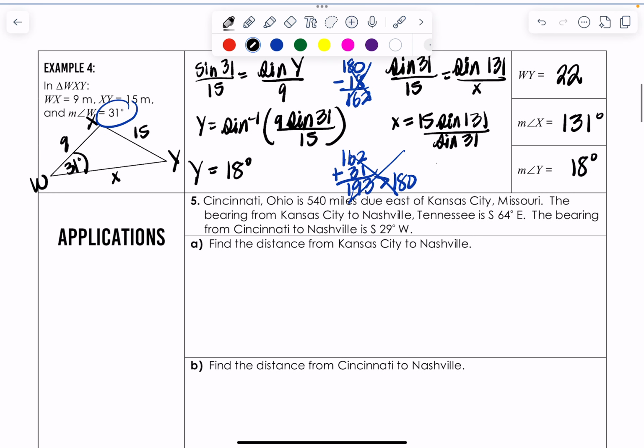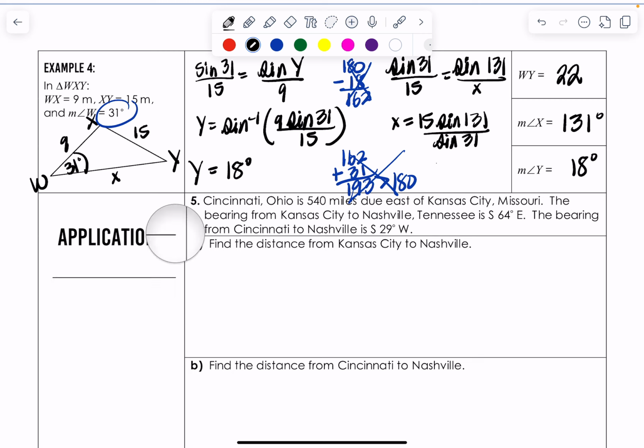All right, so now we're looking at the word problem. Cincinnati, Ohio is 540 miles due east of Kansas City, Missouri. The bearing from Kansas City to Nashville, Tennessee is south 64 degrees east. The bearing from Cincinnati to Nashville is south 29 degrees west. So that's, wow, that's going to be tough. Okay, so we're going to figure it out. I'm going to draw a triangle over here.